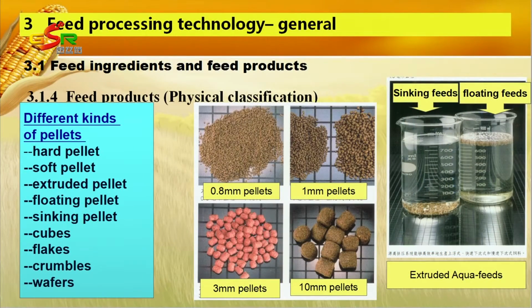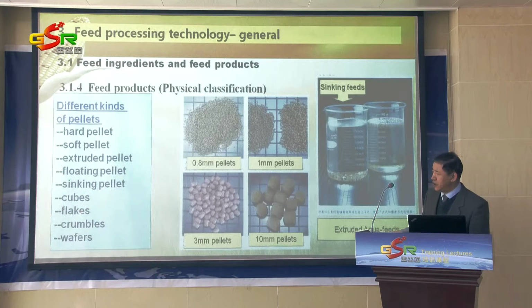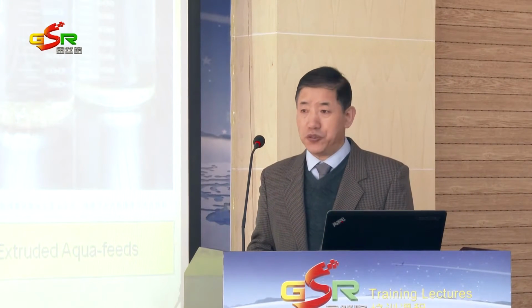And cubes, flakes, usually refers to the zero flakes. And crumbles are a kind of product processed from hard pellets, large hard pellets that are smashed or broken up into crumbles. In that form, we can produce these small pellets, and also can reduce the energy consumption. And wafers are usually for some special animals.